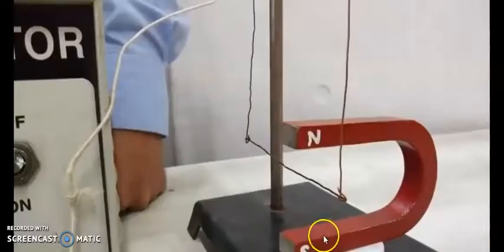So let's look into the setup. As you can see, there is a horseshoe magnet, and a thin rod is suspended using two copper wires. This copper wire is connected to the positive terminal, and the other copper wire, the front end copper wire, is connected to the negative terminal. So let's look into the experiment. What happens when the current is allowed to pass through the wire and this rod placed between the magnet? When the current passes through it, what is the direction in which it moves is what we are trying to figure out.